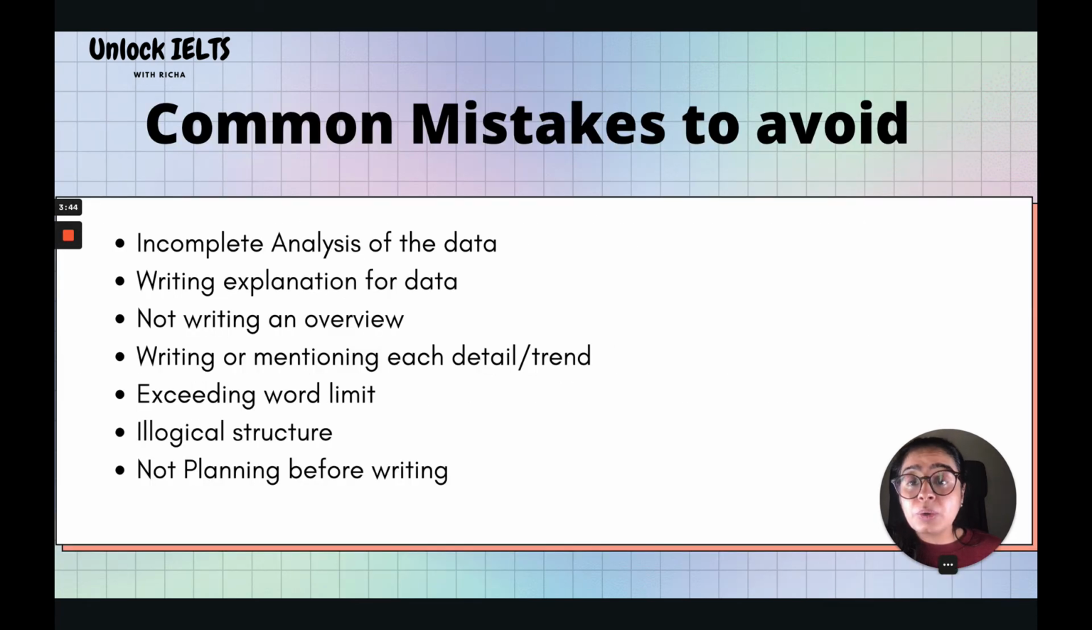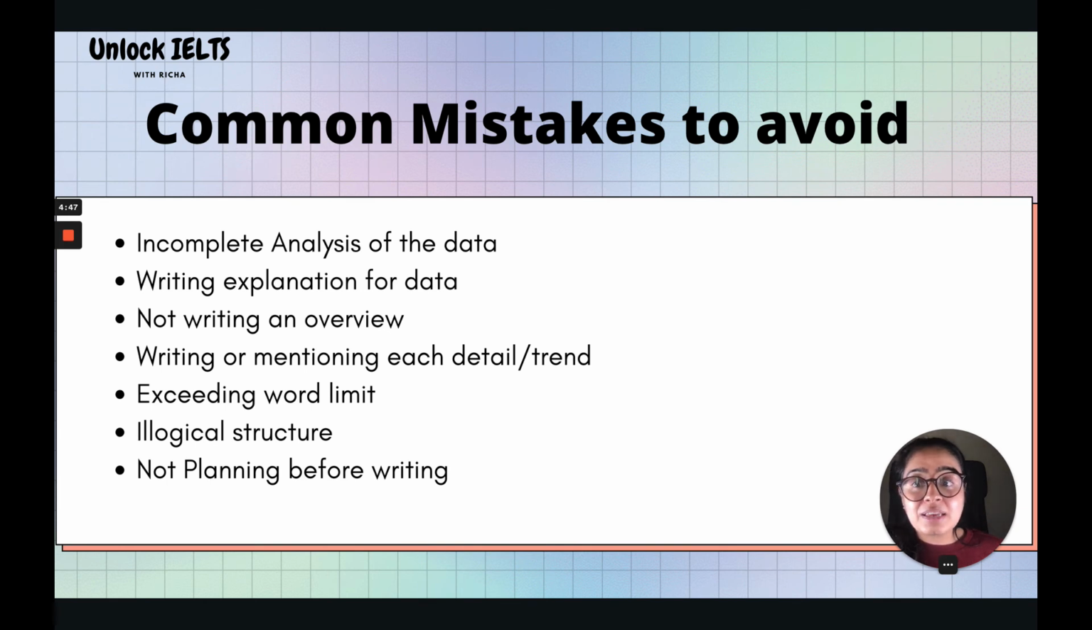Now it's time to learn what are the common mistakes which you need to avoid in order to score the desired band. First common mistake is that you end up doing the incomplete analysis of the data. That means you study the x-axis, y-axis, but you fail to establish the connection between the two axes information. Next mistake is writing explanation for the data. That means you are writing the hypothetical or the imaginary explanation for the change in information given in the graph. You are not at all required to do that.